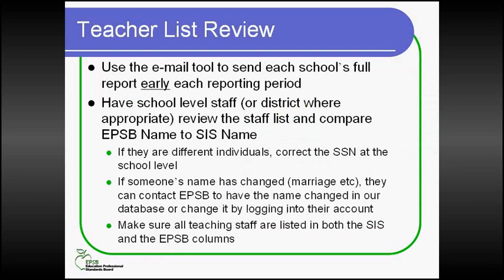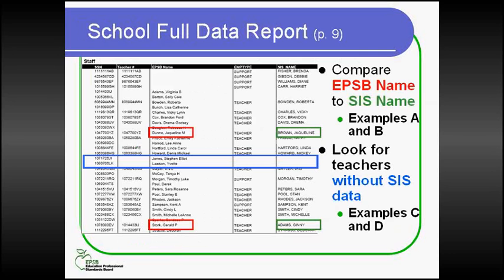The tool that I talked about, why we use the full data report early on, is the teacher list review. We want this to happen really early so that you've got everybody in LEAD that's supposed to be there. They're going to compare 2 different names, the EPSB name and the Student Information System name. If they're different individuals, there's a Social Security number problem somewhere. If the last name is different, that just means they need to log in and update their name in our database. And you want to make sure that the staff are listed in both columns, and I'll show you why in just a second.